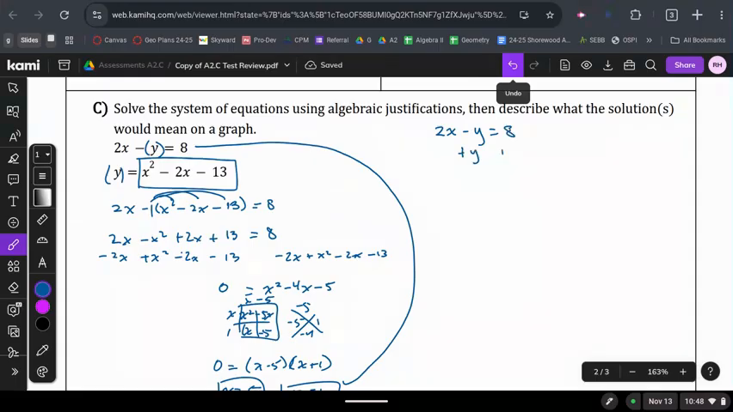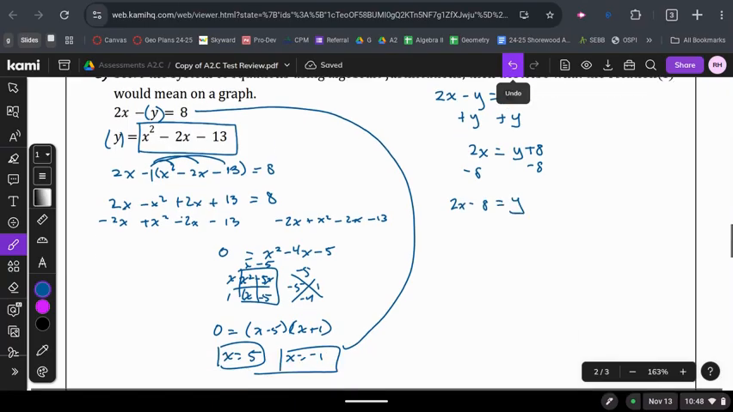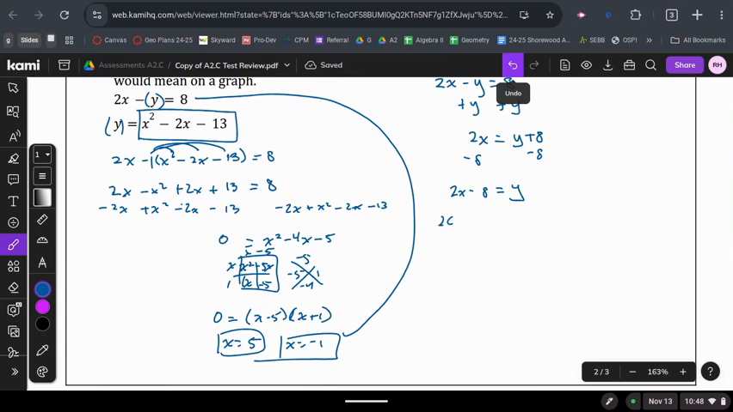I would add the y. You can absolutely subtract the 2x and then divide by negative 1, but that's usually where mistakes can happen. So either of the two methods do work. Equal to y plus 8, then I can move that 8 over. So I get 2x minus 8 is equal to y. Then I can substitute in the 5, and so that's going to be 10 minus 8, or 2.